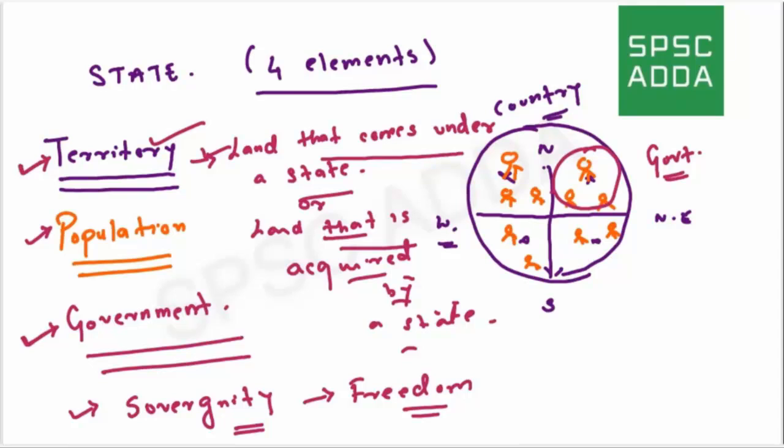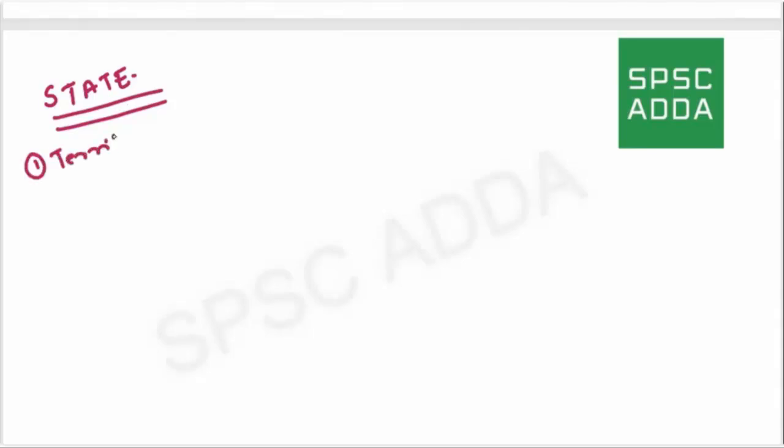Okay. Now write down population. Put a hyphen and write. It is the number of people residing in a particular state. That is population. Now we are clear with two elements of state. The first element was territory. Very good. The second element was population. That is also good enough.